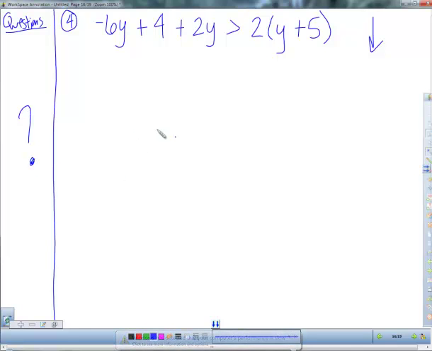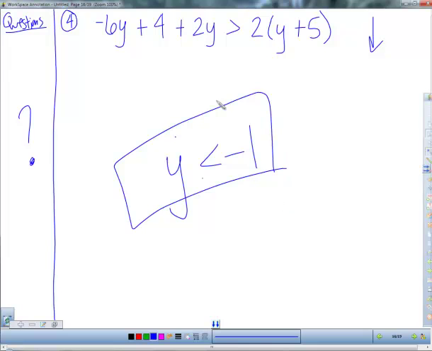So you should have gotten the answer of y is less than negative 1. That should be your answer. If you did not get that, put your question for me right here. Make sure you have your steps written out.